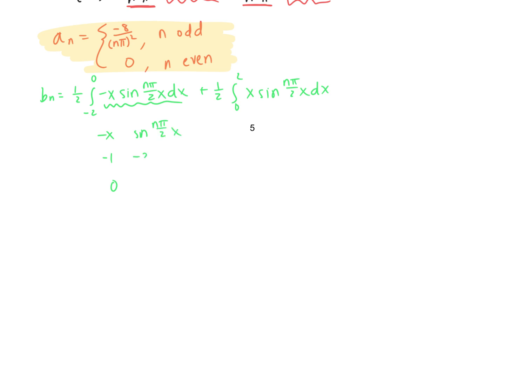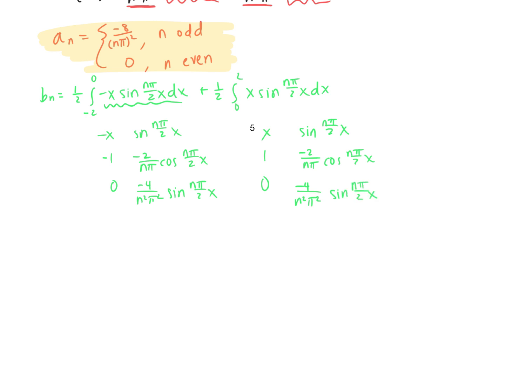We have to differentiate down to 0, and then the other term we're going to have to integrate. So that will give us negative 2 over n pi cosine of n pi over 2x. And then we're going to get negative 4 over n squared pi squared sine of n pi over 2x. Similar idea for that second integral, x, 1, 0, and then I'm just going to copy over the term that I already integrated. Okay, and then as a reminder, we go along the diagonal. The first one we keep the same, the second one we change.